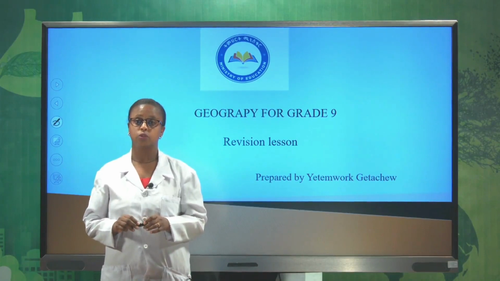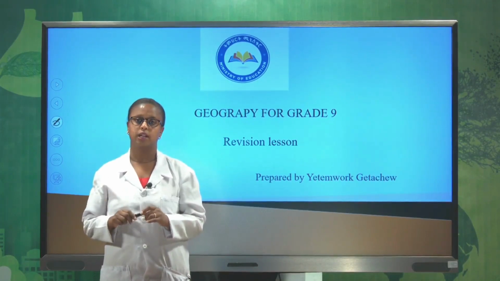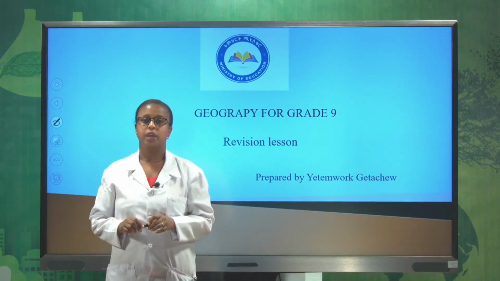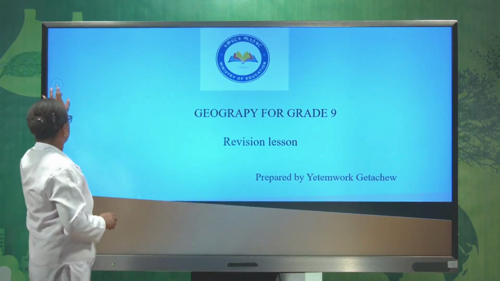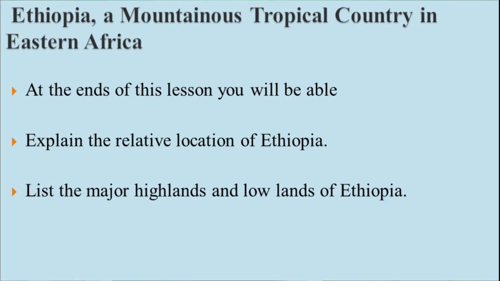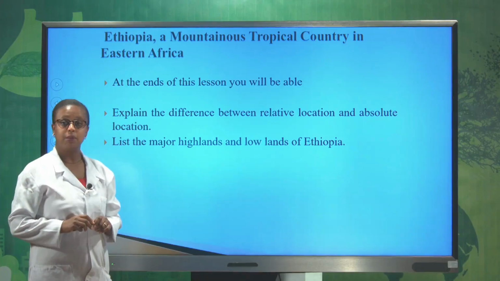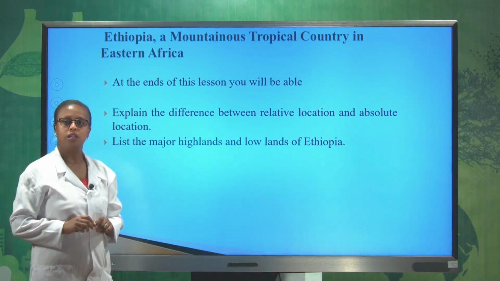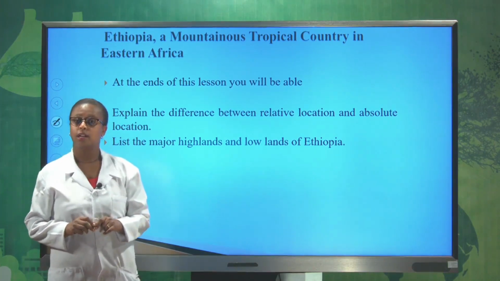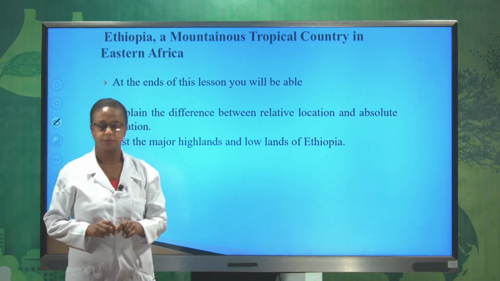Today we are going to discuss Ethiopia, because Ethiopia is one of the tropical countries located in East Africa. And at the end of this lesson, you will be able to explain the relative location of Ethiopia, and you will also be able to list the major highlands and lowlands of Ethiopia. Students, are you ready to start the lesson? Good.